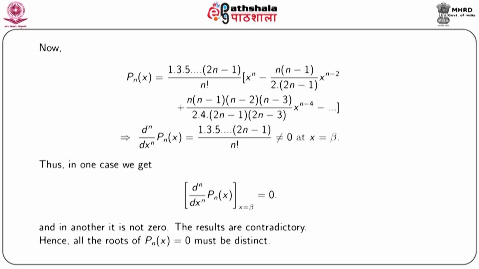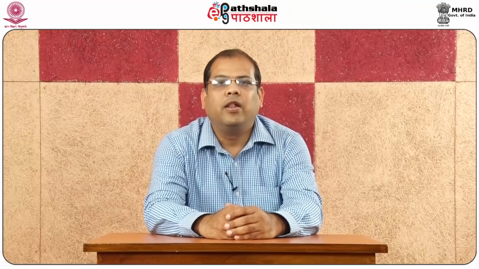Summing up module 1, we started by looking into a brief introduction of Legendre's polynomial. We then moved on to the solutions of Legendre's equation. The two linearly independent solutions are denoted by Pn(x) and Qn(x): Pn(x) is Legendre's polynomial or Legendre's function of the first kind, and Qn(x) is Legendre's function of the second kind. In the next module, module 2, we will learn about the generating function of Legendre's polynomial. Thank you.